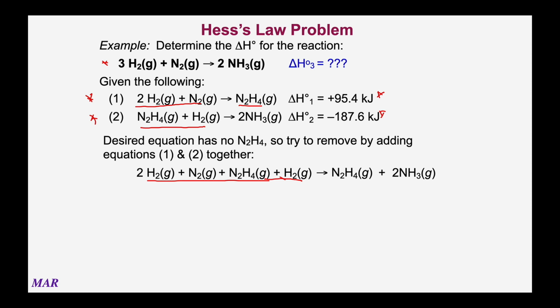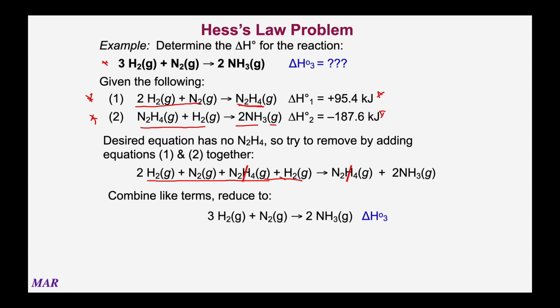And then on the product side, you add all the products together: N2H4 plus 2NH3. And like we've seen before, if you have things that are similar on both sides, you can get rid of them. N2H4 is the same on both sides. You can also combine the H2s together. If you do that, the N2H4 cancels, the H2s combine, and you end up with 3H2 plus N2 making 2NH3. And that's the equation we wanted.